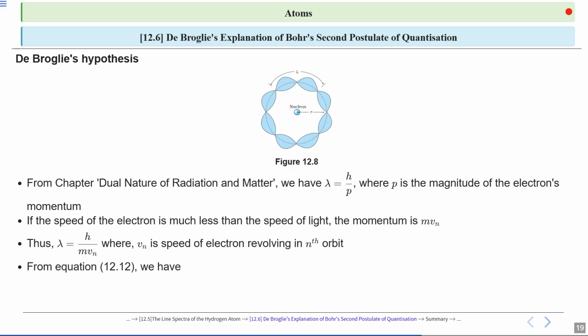From equation 12.12, we have a relationship involving the circumference of the electron's orbit. This sets up the condition for standing waves, which is essential for understanding why only certain orbits are allowed for electrons. So we arrive at the equation 2 pi Rn equals n times h divided by m vn. This means that the circumference of the nth orbit, that is 2 pi times the radius, must be exactly n wavelengths long. In other words, only those orbits where the electron's wave fits perfectly are allowed.